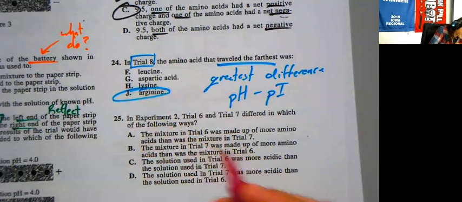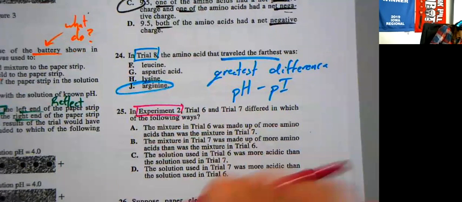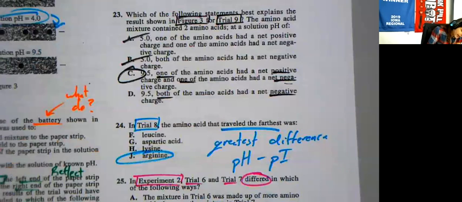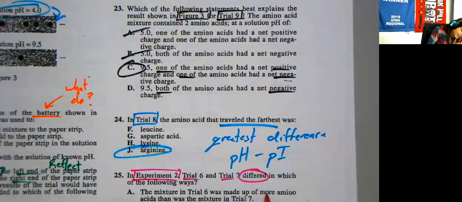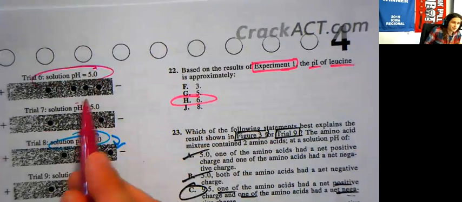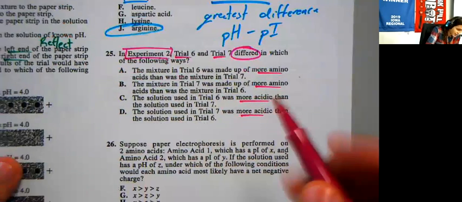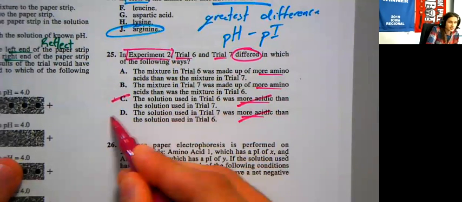And last one, in experiment 2. No, not the last one, 2 left. Experiment 2. Trial 6 and trial 7 differed in which of the following ways? Okay. More amino acids, more acidic, more acidic. All right, one of those is wrong straight off. So 6 and 7. Notice that 6 and 7 have the same pH. If they've got the same pH, well, then one can't be more acidic than the other. So we can cross out answer options C and D.